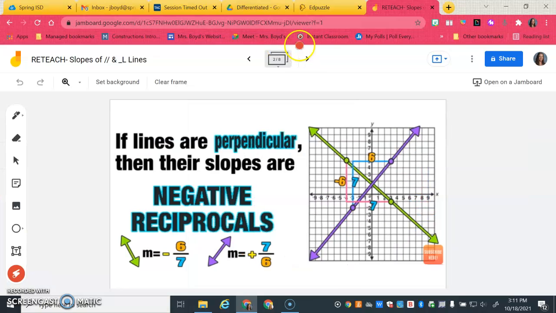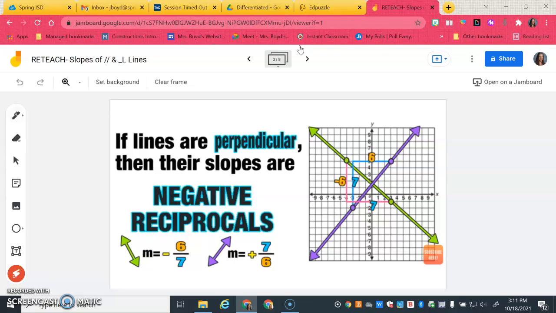Now for perpendicular, their slopes are negative reciprocals. So my green line and purple line intersect, but they have to intersect at that 90-degree angle. So the relationship between the perpendicular lines is that they're negative reciprocals. The slope of my green line is down 6 to the right 7. So the rise over run is down 6 to the right 7.